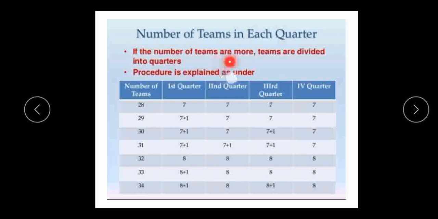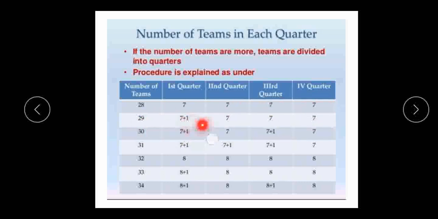Next, the number of teams in each quarter. If the number of teams is larger, the teams are divided into quarters. The procedure is explained below. When there are 28 teams, there are 4 quarters: 7 7 7 7. Clear?